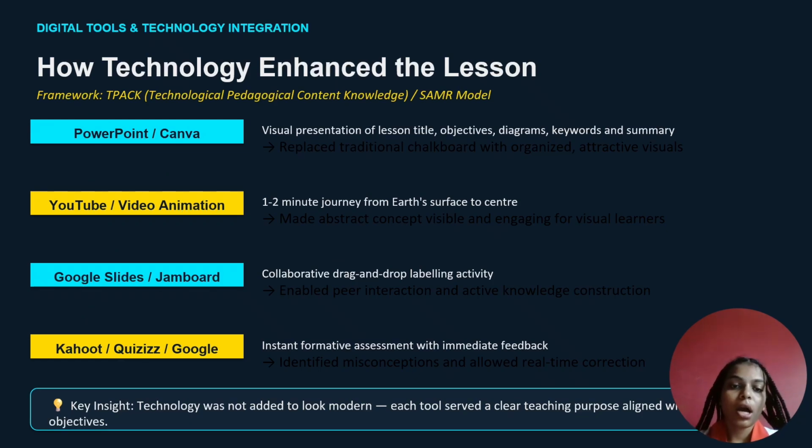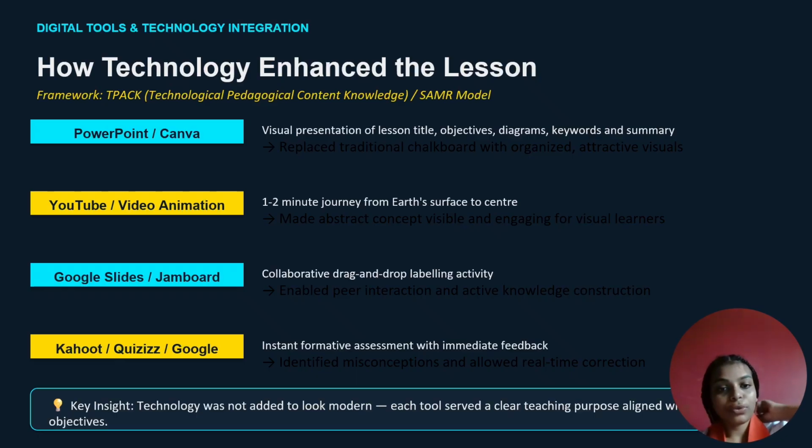Then we move on to how technology enhances the lesson. In our 21st century classroom, there is so much technology that we could use, but these are just four or five that we chose for this lesson. We used PowerPoint to guide the students through the lesson, giving them the topic, summary points, and objectives, and helping them not feel that we're just speaking with no illustration of what we're speaking about.